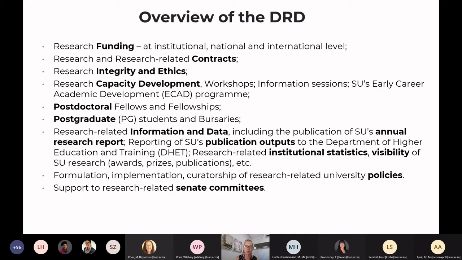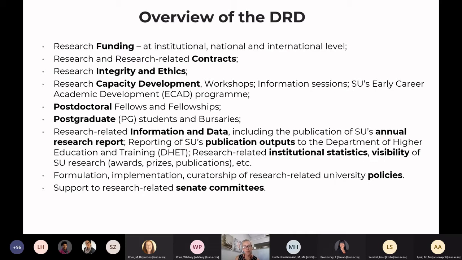all kinds of institutional statistics. And we also have to ensure that our research is as visible as possible. And we do that through the publication of various reports, including Research at Stellenbosch University, of which I'll show you a few images later on. But we also ensure that people are nominated for prestigious awards, prizes, and so forth.